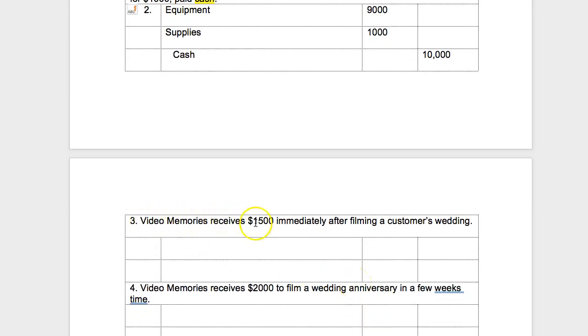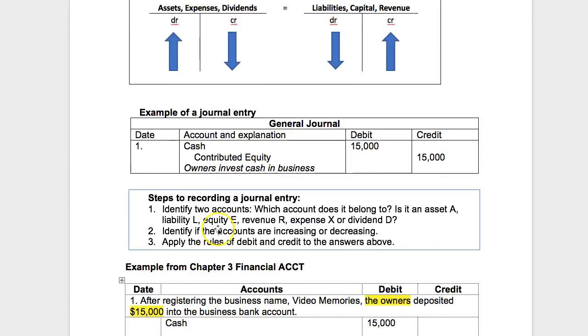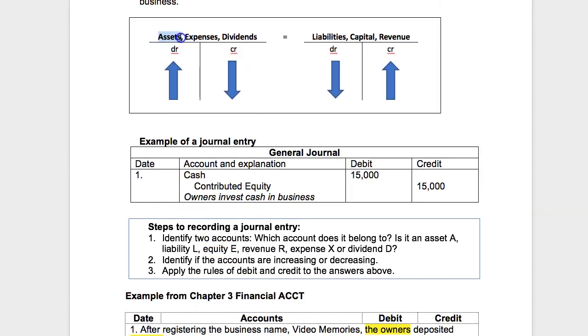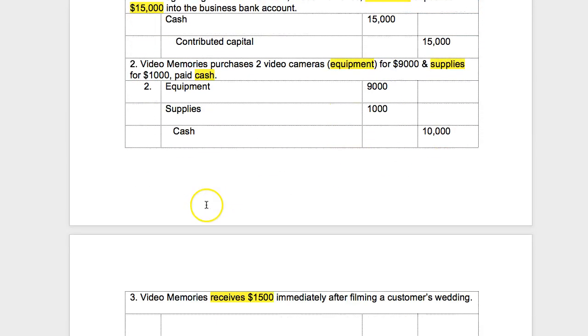Video Memories receives $1,500 immediately after filming a customer's wedding. So receives $1,500. This is receiving cash, and cash is an asset. So having a look at our rules, when we receive cash, cash is increasing. This will always be a debit.